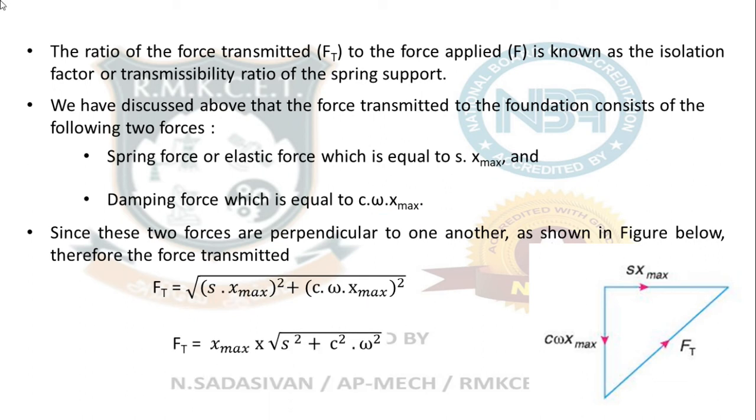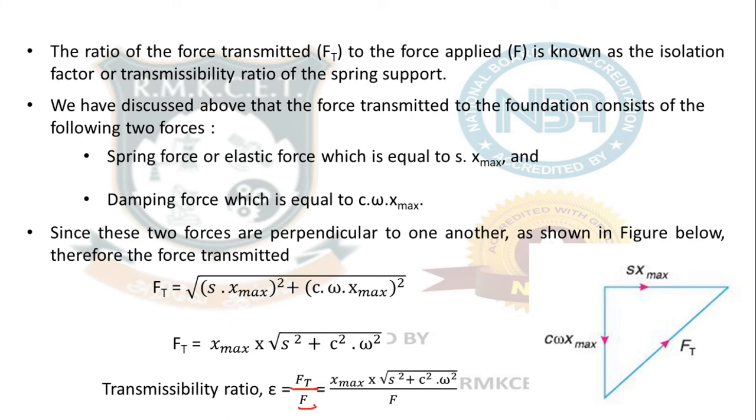So Ft equal to, now x max whole square you can take outside the square root because it is common in both the terms. Since you are bringing it outside the square root, the square is eliminated. x max into root of s square plus c square omega square. Clear? So the transmissibility ratio epsilon is equal to, as I told you earlier, force transmitted divided by force applied, the maximum value of the periodic force. Ft by F, so put an F here. The same expression divided by F.